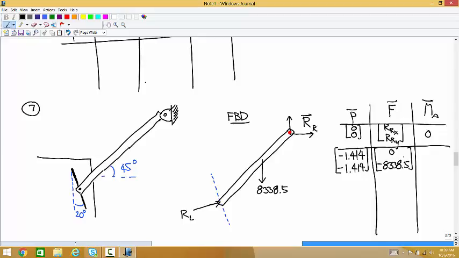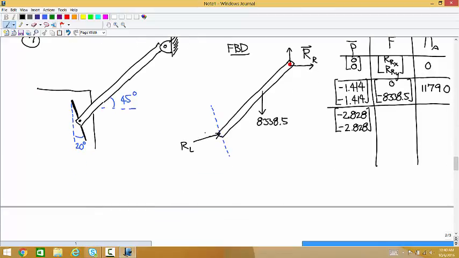Can someone take that cross product? Okay. And then the coordinates at the lower pin, I think that's negative 2.828, negative 2.828. And now we need to use a unit vector for that force direction.